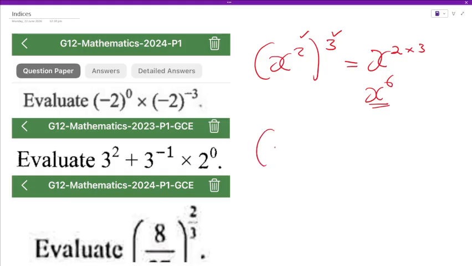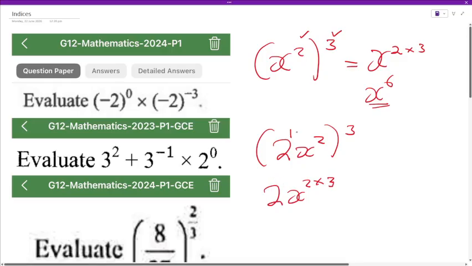Okay, if you have something like this, 2x squared, the power of 3, how do you solve that one? Remember, this 2 is raised to the power of 1 as well. I've seen students only applying the double index to the other number and leaving this one here. This 2 is also raised to the power of 1, so you have to apply it to the 2 as well.